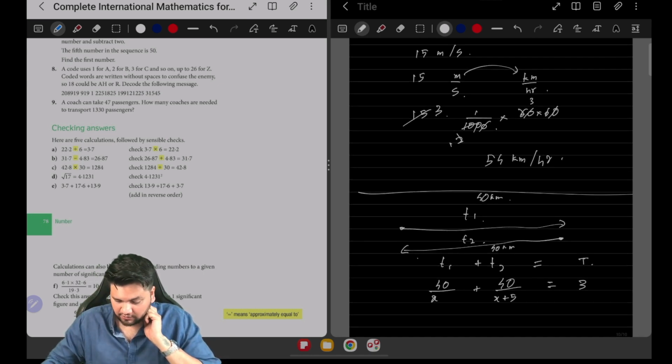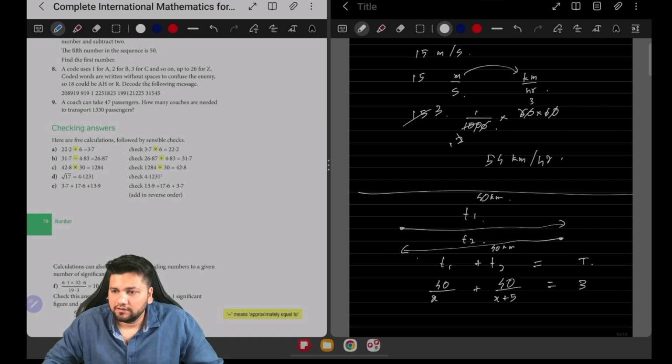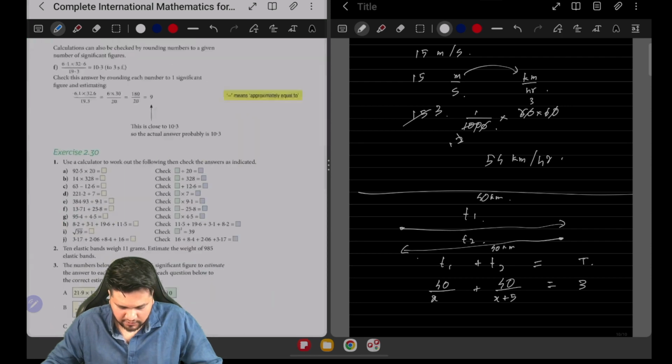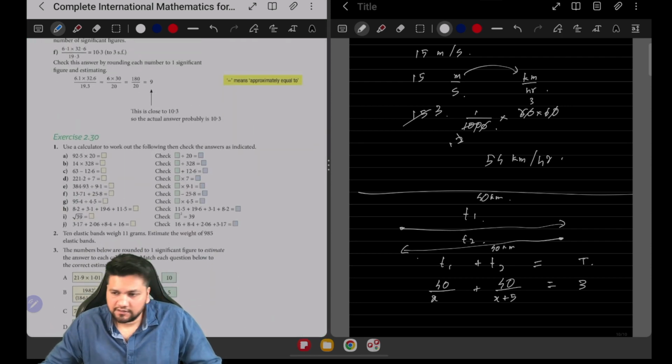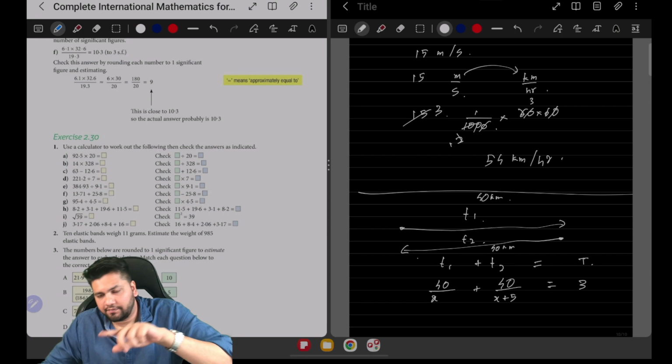So this is all you have in numbers. We have discussed a lot: percentage, ratio, proportion, estimates, standard form. Now the next topic would be algebra, which will be part 2 of this video.